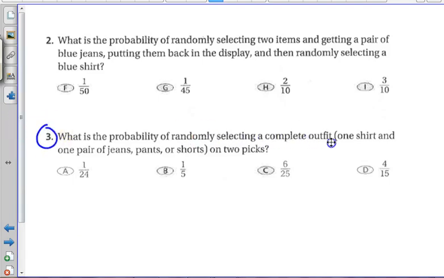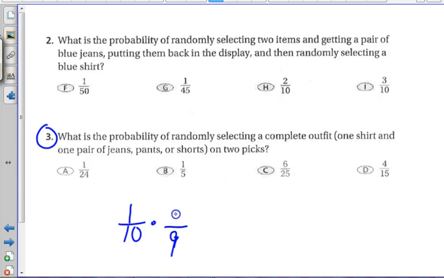What's the probability of Randy selecting a complete outfit? 1 shirt and 1 bottoms on 2 picks. So if you go to pick the first time, there's 10 items to pick from, right? You go back to pick, there's only 9 items to pick from. But does it matter if you got the shirt or pants first? So how many of the other would there be to pick from? So if you got a shirt, oh, it isn't going to matter because there's still the same number.